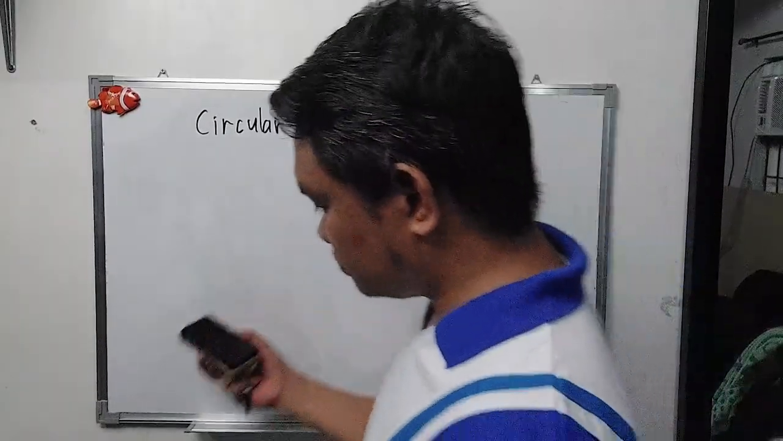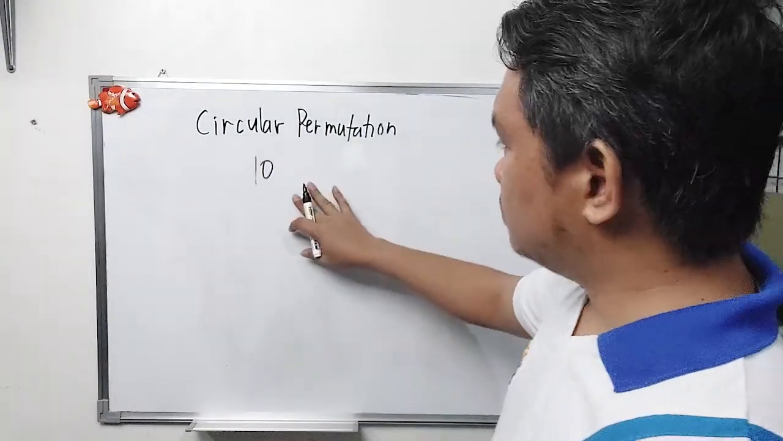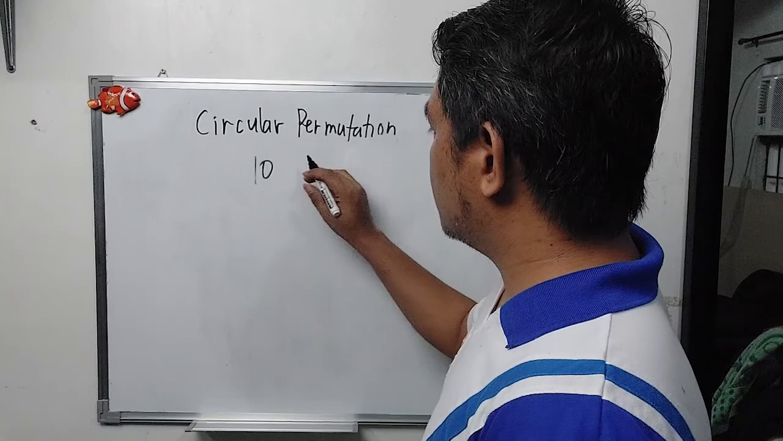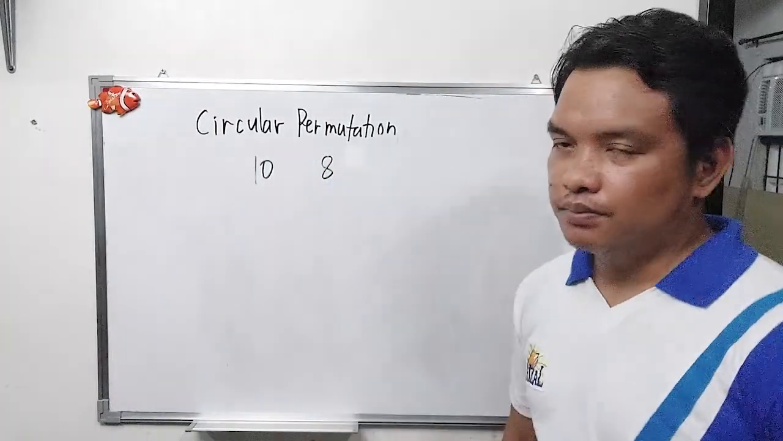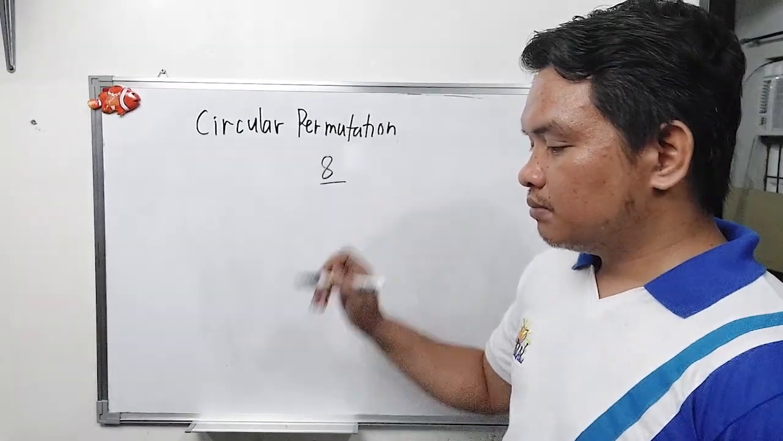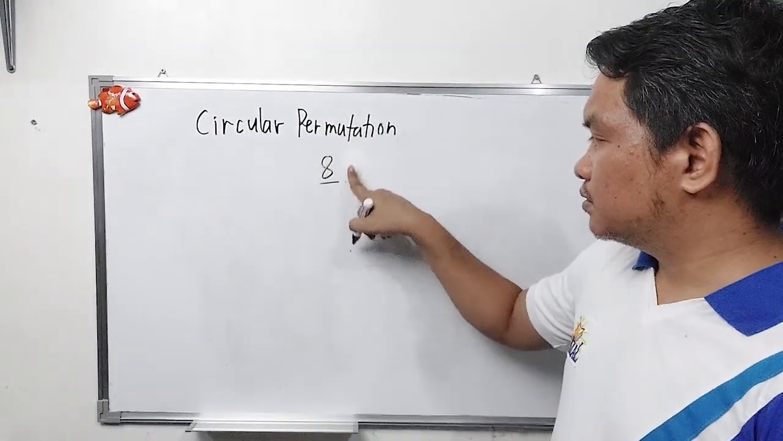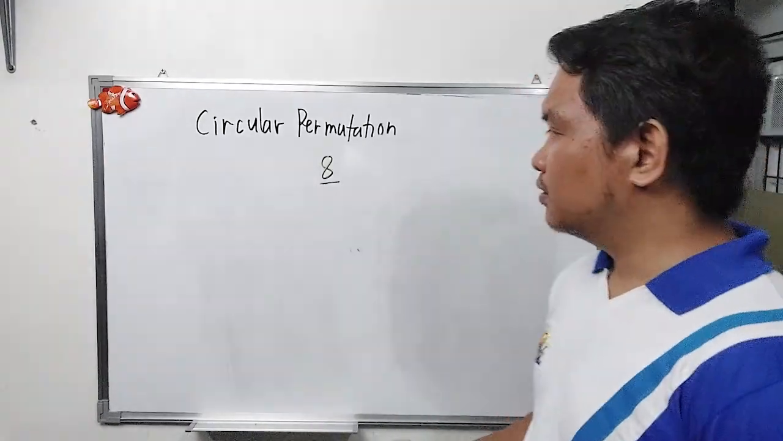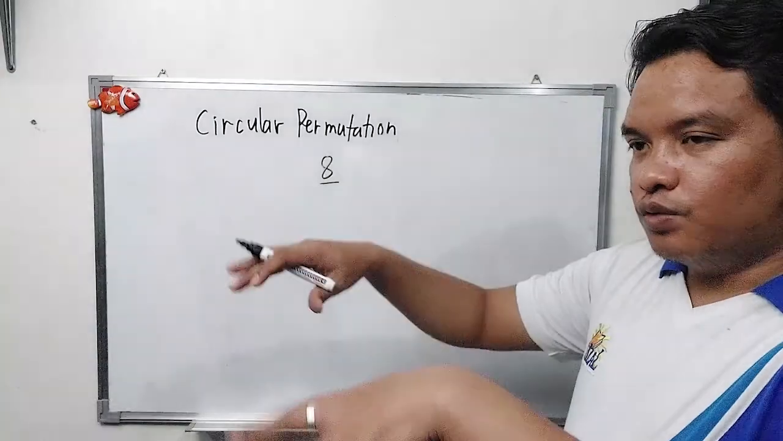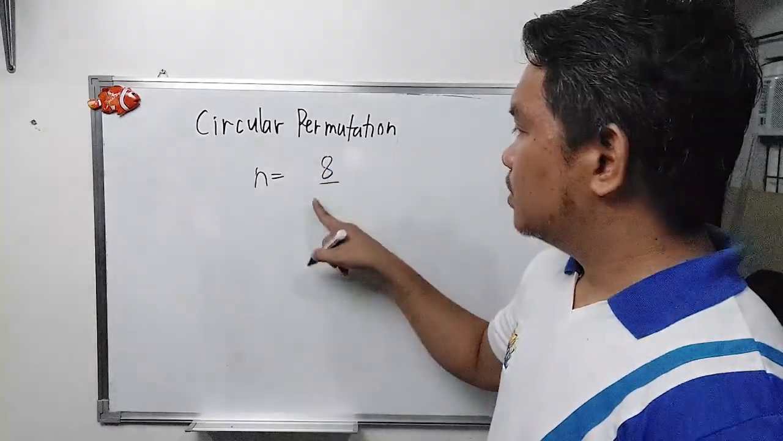Meron tayong 10 groups, pero meron silang 8 members. So, disregard na natin yung 10 kasi tinatanong naman natin is in how many possible ways can 8 members be seated. So, hindi na sinama yung another members. Yung 8 lang. Hindi naman nila i-arrange yung bawat grupo, yung magkakagrupo lang. So therefore, ang n natin is 8.